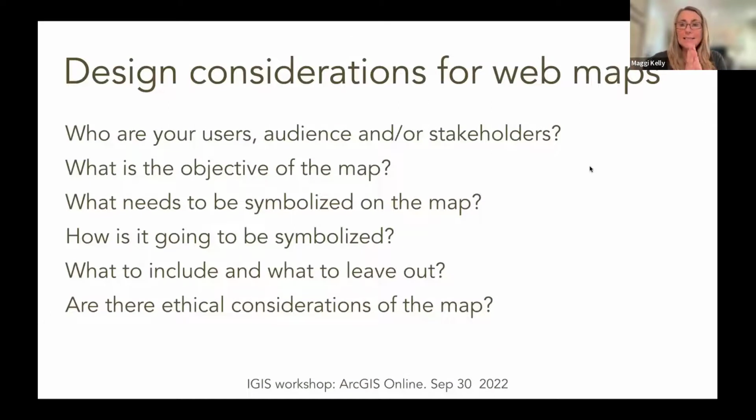All right. Design considerations for web maps. Let's think about, when you're making these things, who are your users? Who's the audience? Who are the stakeholders? What's the objective of the map? What needs to be symbolized on the map? How is it going to be symbolized? This is an important one: what to include and what to leave out. Don't overwhelm, don't throw everything at it.